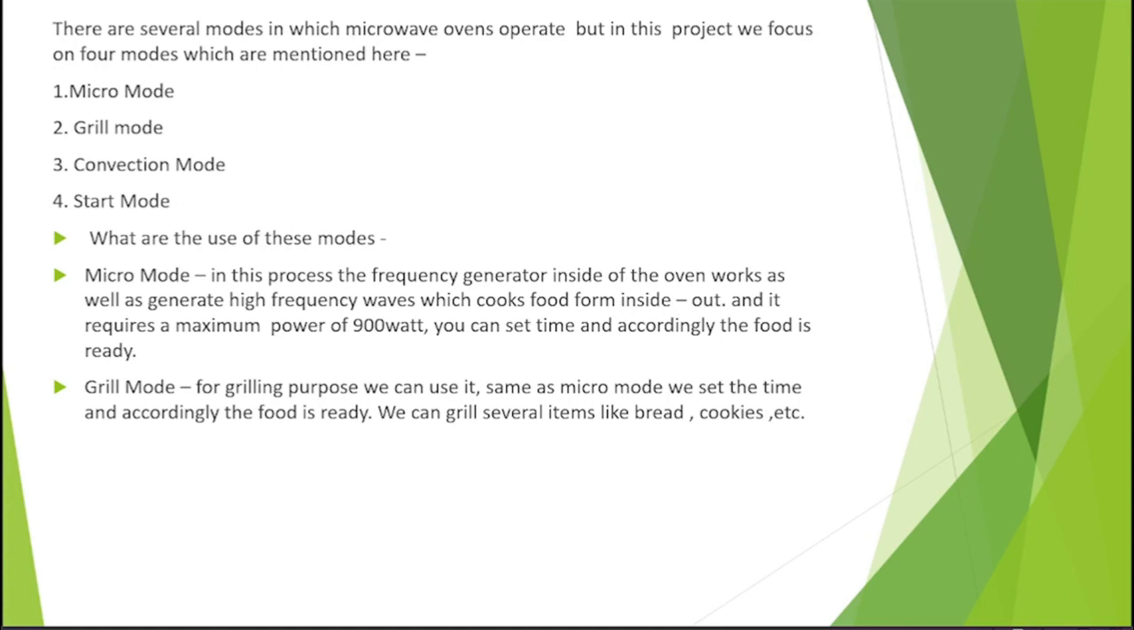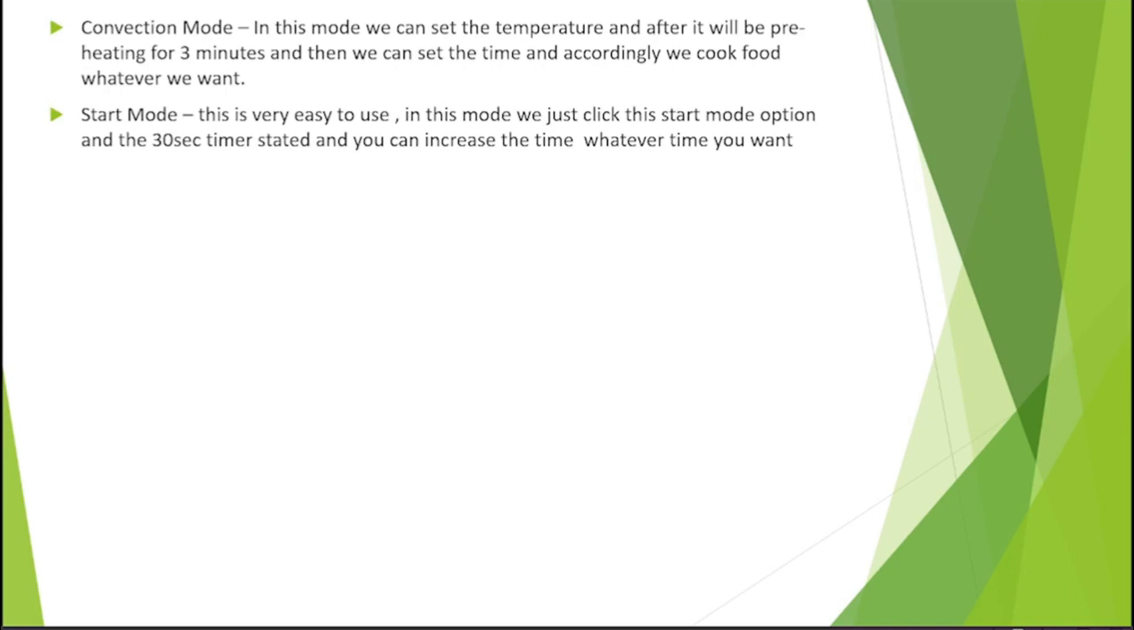Next, convection mode. In this mode, we can set the temperature and it will preheat for 3 minutes. Then we can set the time and cook whatever food we want. And the last is start mode. This is very easy to use. In this mode, we just click the start mode option and a 30-second timer will start. You can increase the time as much as you want. So these are all the 4 modes which we discussed.